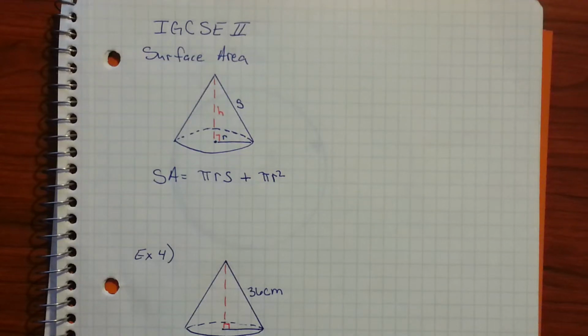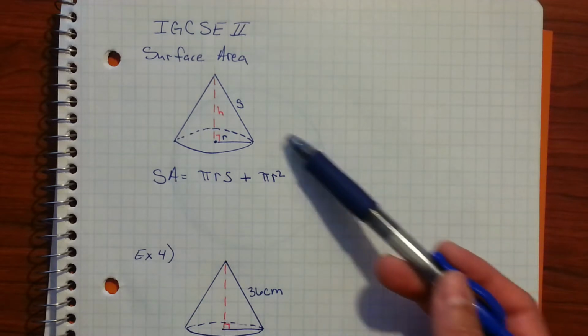It's an IGCSE II, and we are actually doing surface area. For this one right here, we are doing the surface area of a cone. Now, I was going to draw the net for this, but I don't think that drawing the net for a cone is actually beneficial. It doesn't help you with anything that you need to actually solve the problem. So for this one right here, I'm just going to go through and explain where everything comes from.